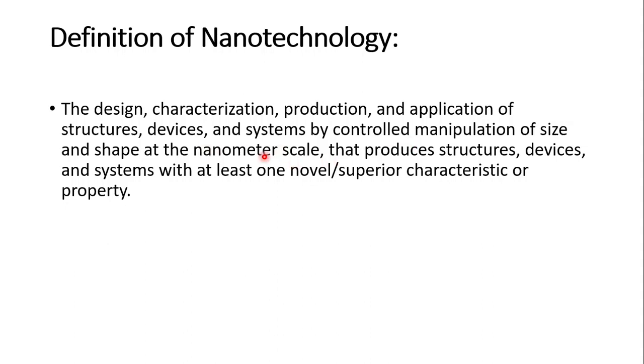At this nanometer scale, now we know it is 1 to 100 nanometers. So it produces structure, device and system. Of course, it needs to have a novel property or a superior characteristic and property which will make this particle unique, the system unique. So this is what nanotechnology is actually all about.